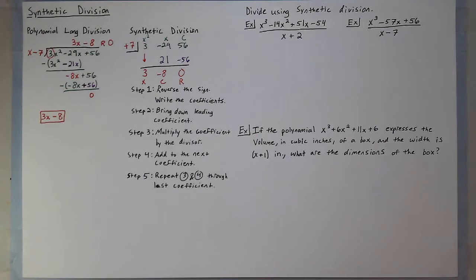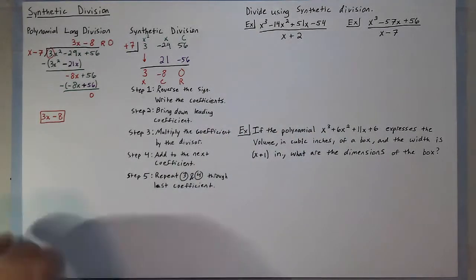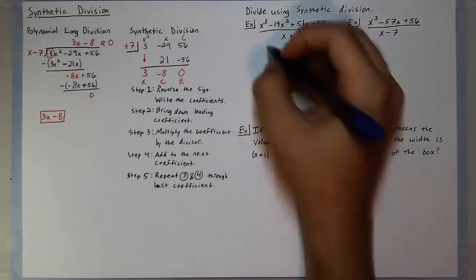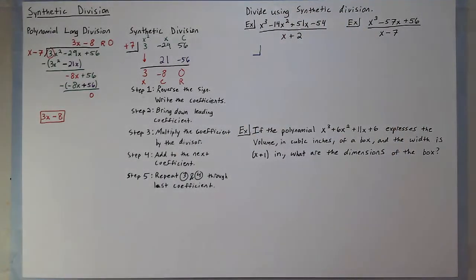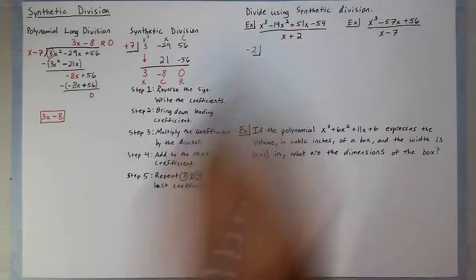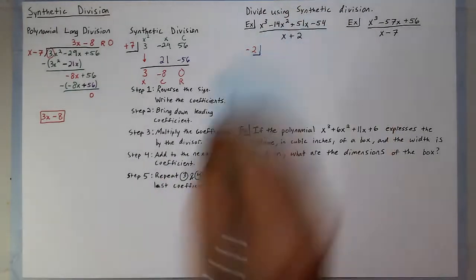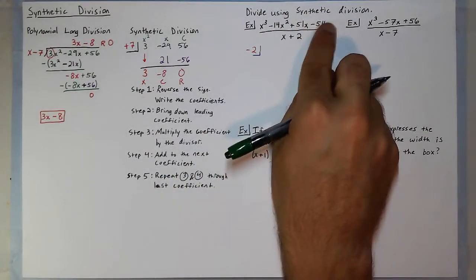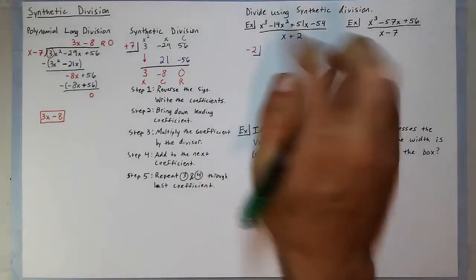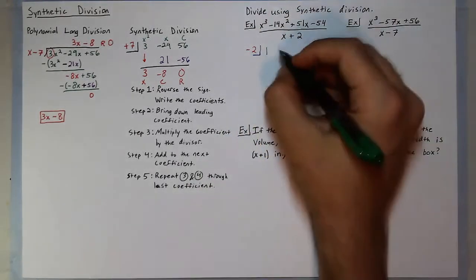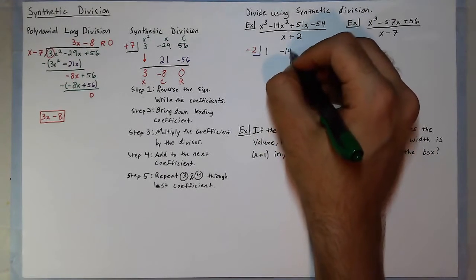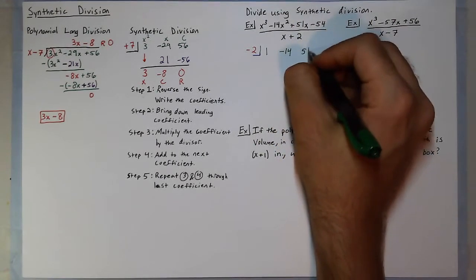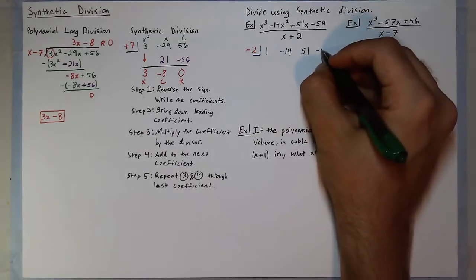But to set this up, I'm going to reverse the sign. So instead of a plus 2, I'm going to use a -2. And then I'm going to write down the coefficients of what I'm dividing by. So 1x cubed, -14x squared, 51x, and then -54.